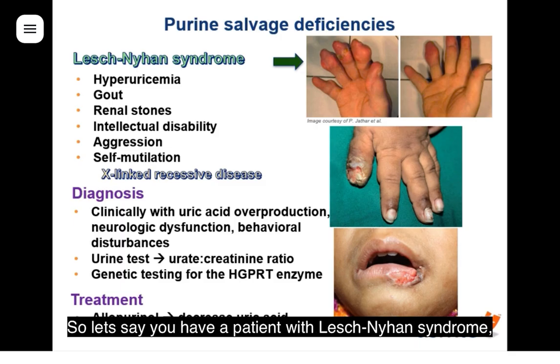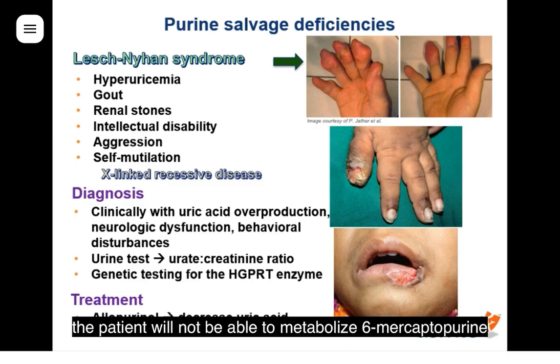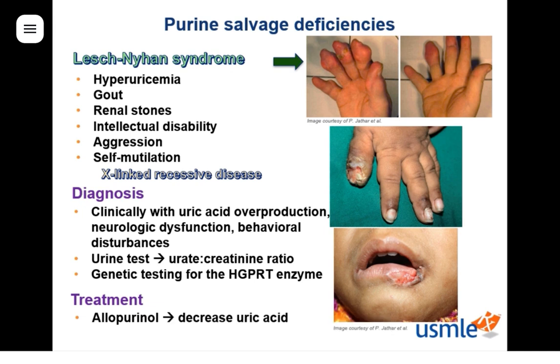So let's say you have a patient with Lesch-Nyhan syndrome who you're treating with allopurinol, and this patient is now also diagnosed with a neoplasm that needs to be treated with 6-mercaptopurine. What do you think would happen? Since xanthine oxidase normally metabolizes 6-mercaptopurine, but the allopurinol is inhibiting xanthine oxidase, the patient will not be able to metabolize 6-mercaptopurine as effectively, and therefore needs a lower dose of this medication.